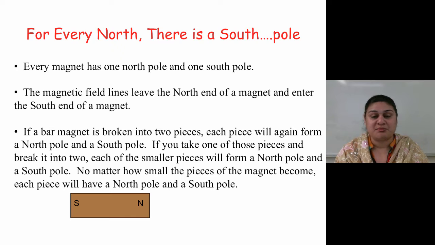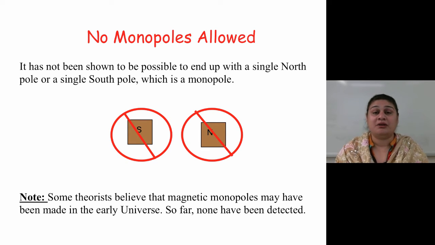If a bar magnet is broken into two pieces, each piece will again form a north pole and a south pole. If you take one of those pieces and break it into two, each of the smaller pieces will form again a north and a south pole. No matter how small the pieces of the magnet become, each will always have a north and a south pole. No monopoles are allowed. It has not been shown to be possible to end up with a single north pole or south pole, which is called a monopole.